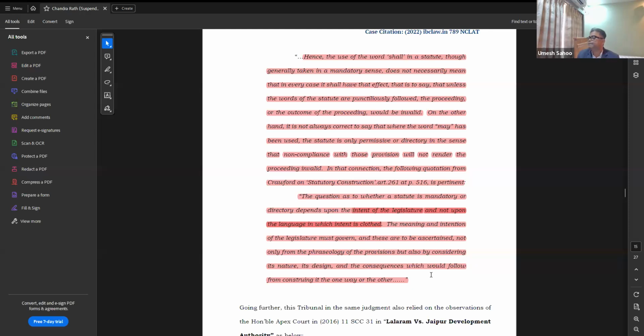The motto of IBC is maximization of assets. How could one process administrator, or one IRP or RP, do this if he is finding some fraudulent transactions, done with a bad intention by the governing management of the corporate debtor? So the RP discovered there are some transactions which have been bypassed or whatever.